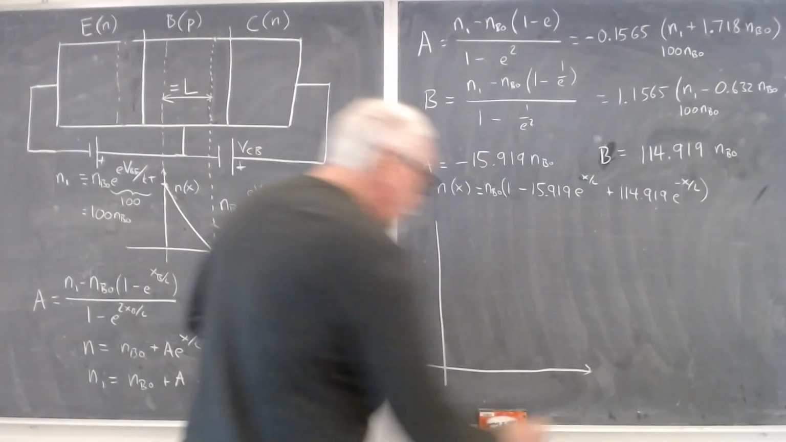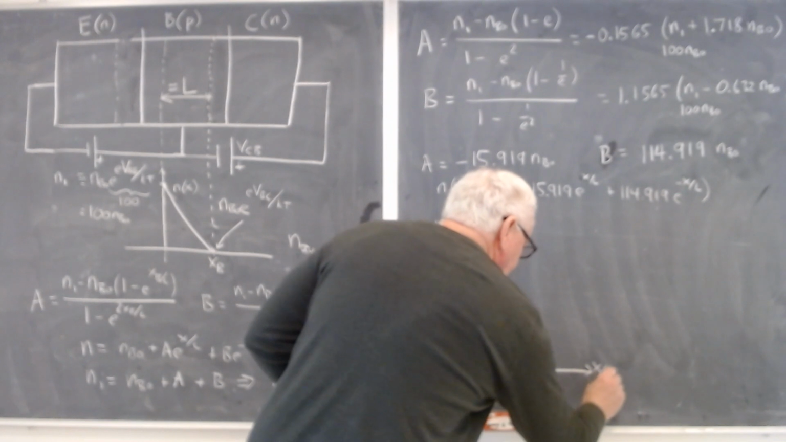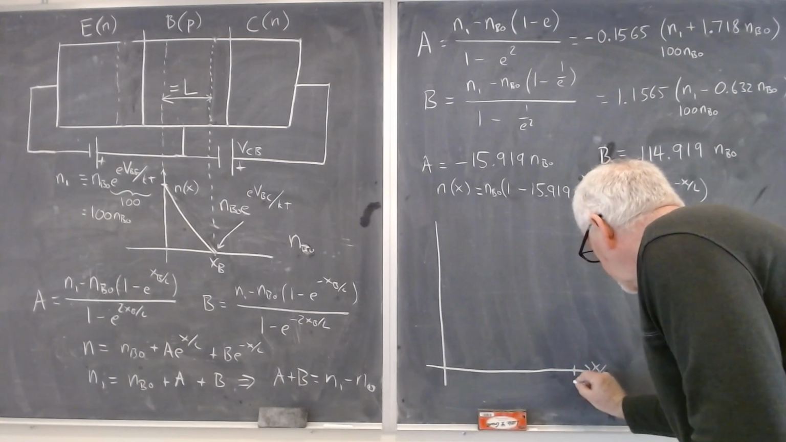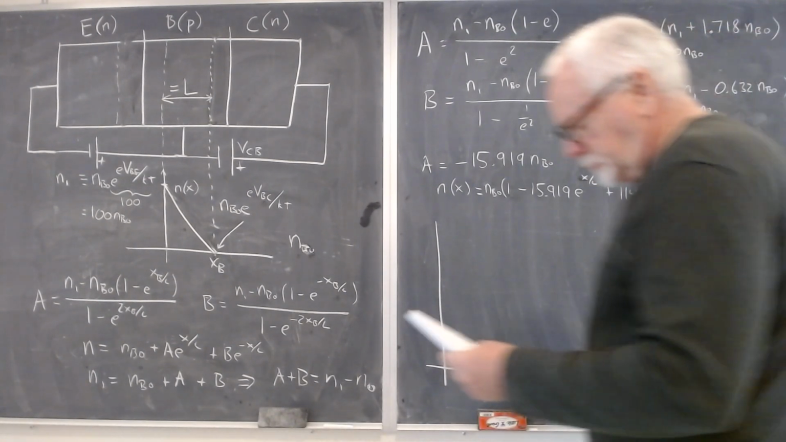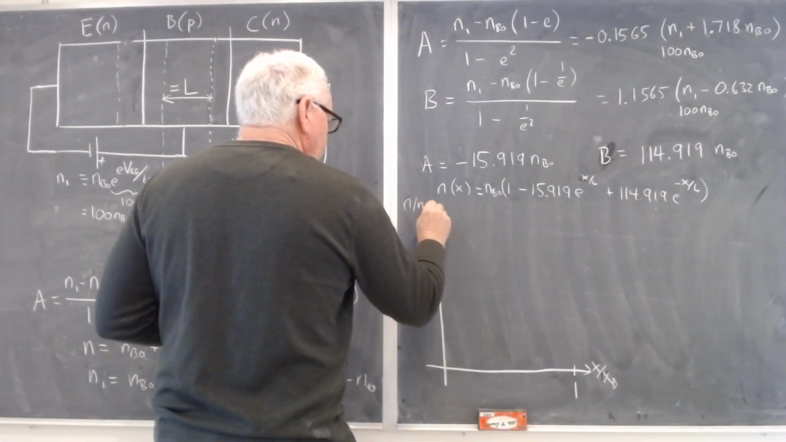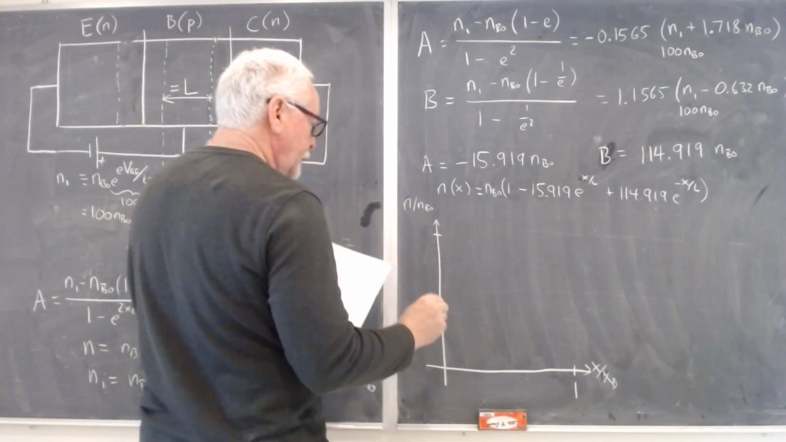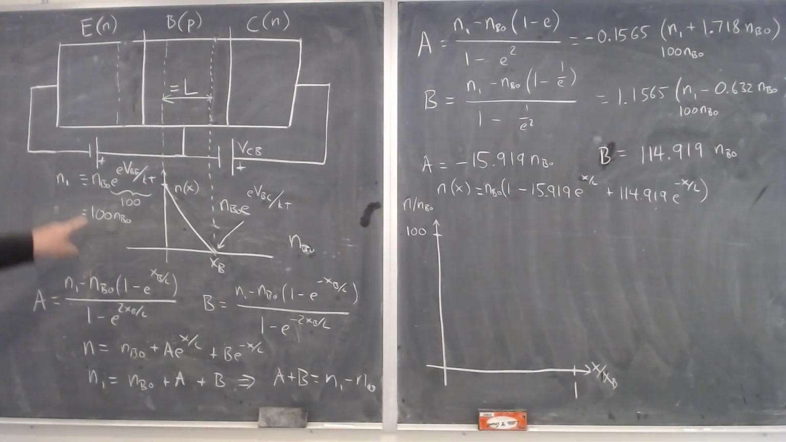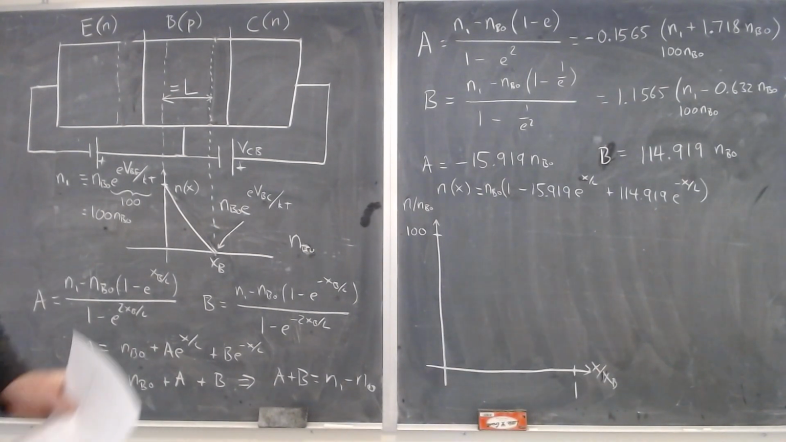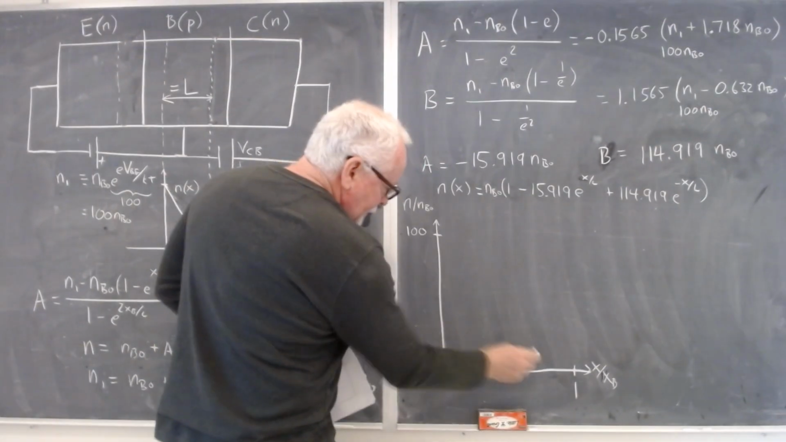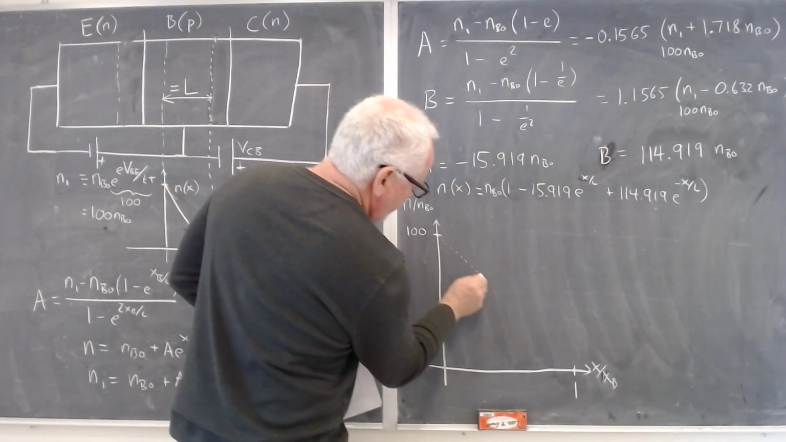so I told you to plot it versus x over xb. So the plot goes from 0 to 1. And I told you to plot n over nb0. So that starts at 100, right? Because n1 is 100, nb0. And if you plot it, okay, let's do it this way. Let's see if I can make a straight line.